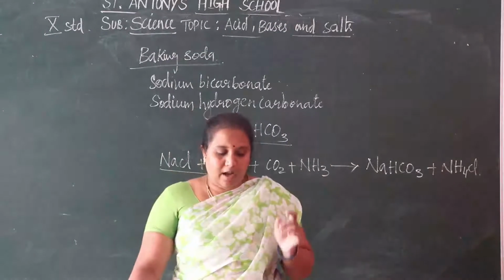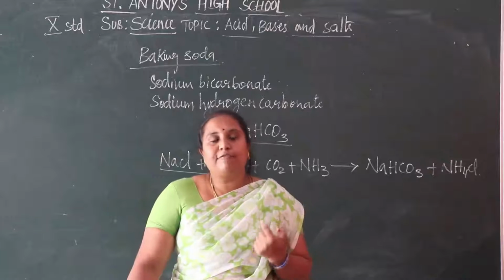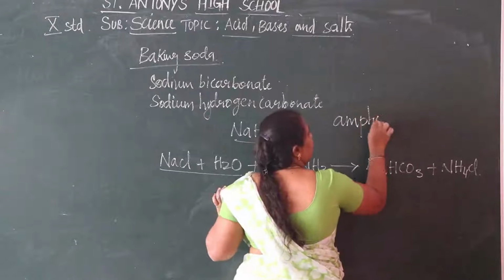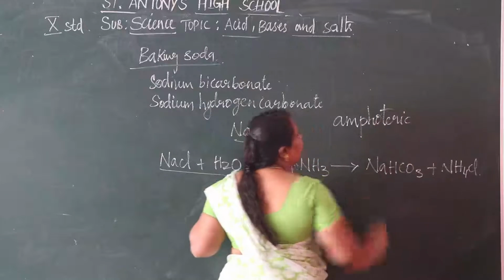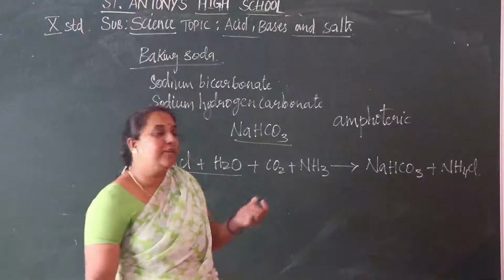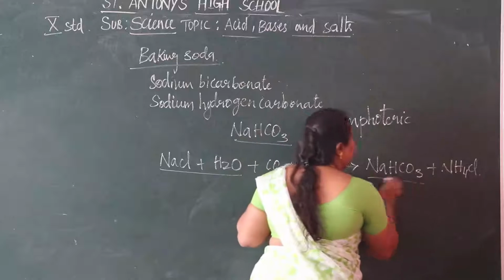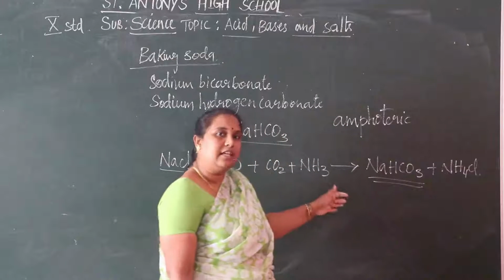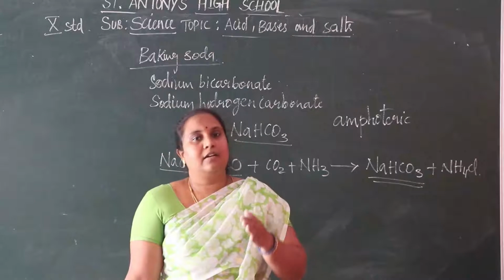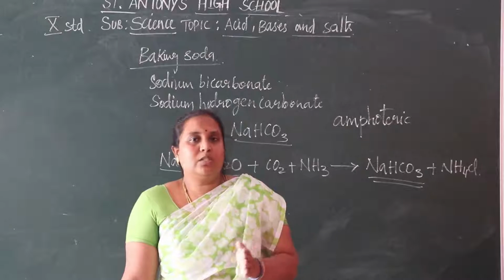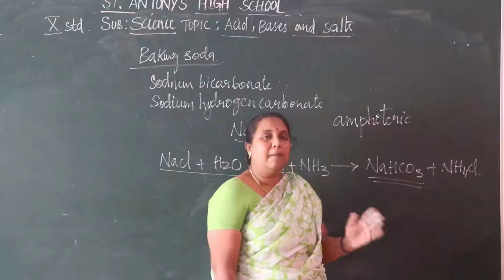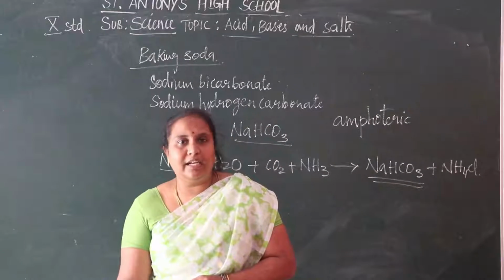It is amphoteric in nature. What is meant by amphoteric? Amphoteric means it acts as both acid and base. This powder can react as both an acid and a base. Depending on where it reacts, it behaves as an acid or as a base. That is what we call amphoteric in nature.